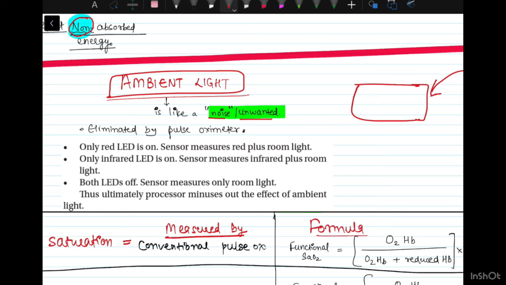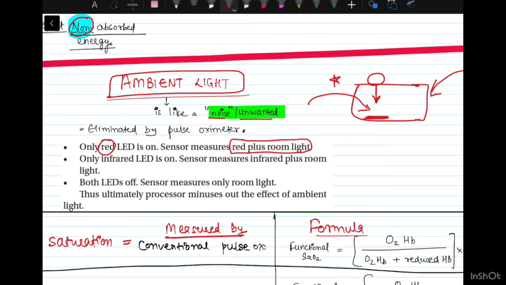How does the pulse oximeter actually cut off the effect of ambient light? Suppose this is the pulse oximeter and there is only the red light on. This is the red light. It will sense the red light because there is the detector. It will sense the red light and it will also sense whatever is coming from the room. So it will sense the red plus the room light.